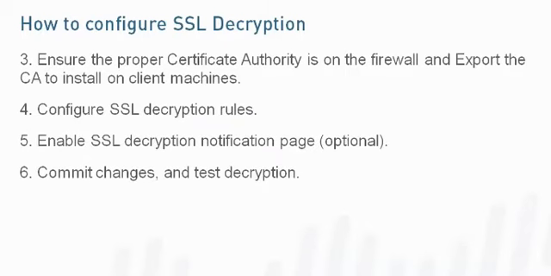The third item is to ensure that the proper certificate authority is on the firewall and export the certificate authority to install on the client machines. Loading or generating a CA certificate on the Palo Alto Networks firewall is needed because a certificate authority, a CA, is required to decrypt traffic properly by generating SSL certificates on the fly.